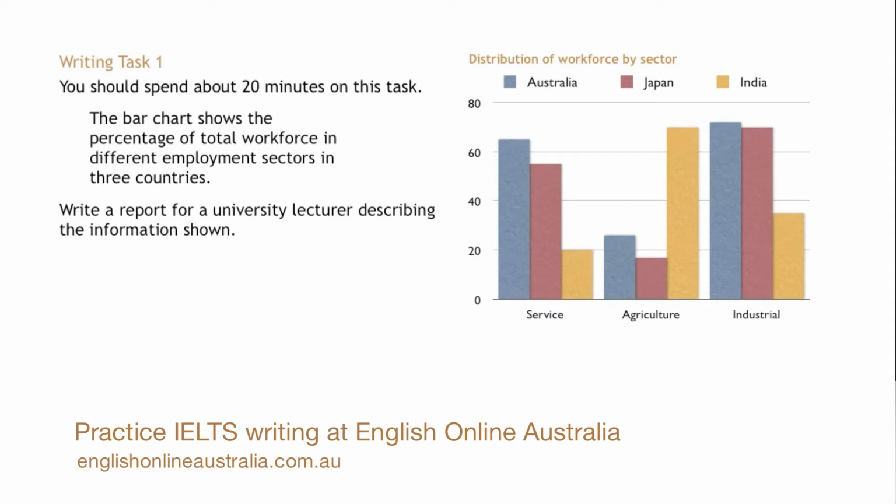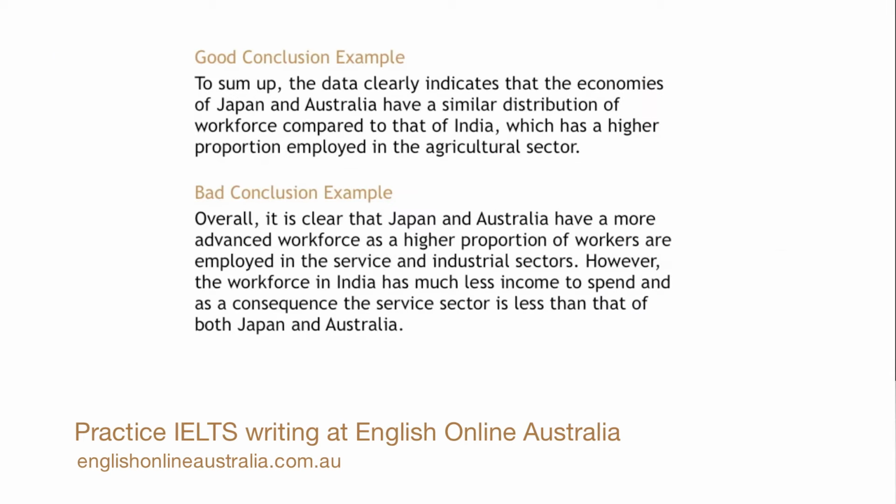Now, if we look back at the task here, let's turn to how to write a good conclusion for Academic Task 1. Here we have 2 examples of conclusions, and we're going to compare them and see what makes them good and bad. Firstly, the good conclusion, and here it says, to sum up, the data clearly indicates that the economies of Japan and Australia have a similar distribution of workforce compared to that of India, which has a high proportion employed in the agricultural sector.